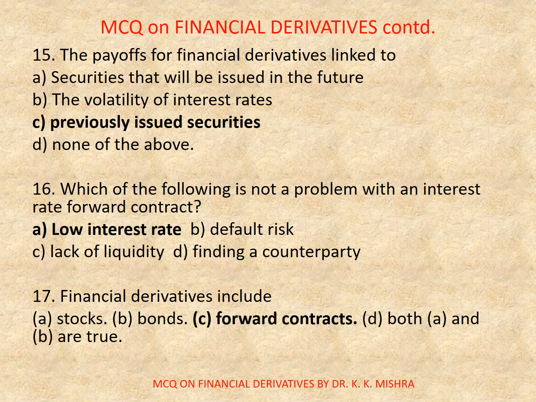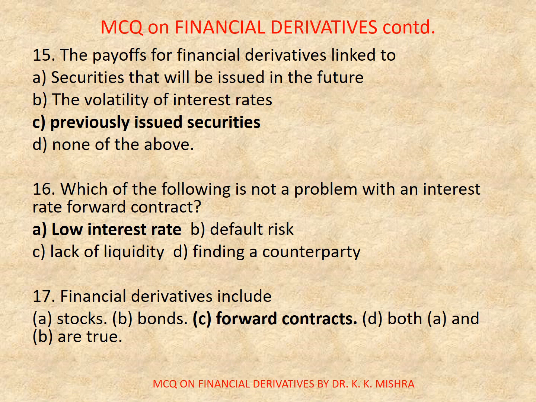Question number 16. Which of the following is not a problem with an interest rate forward contract? Options are A. Low interest rate, B. Default risk, C. Lack of liquidity, D. Finding a counterparty. Correct option is A. Low interest rate.